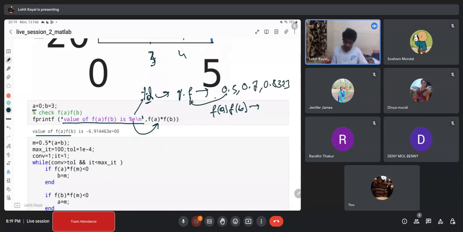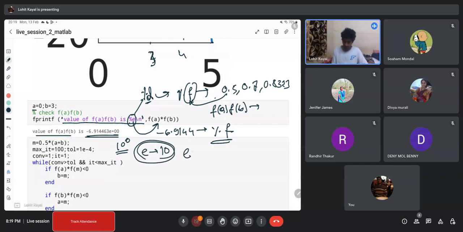And this e just converts this floating point number to the scientific notation. So here you can see that minus 6.9144 belongs to this floating point. But if you want to write it in the scientific notation, just write percent e. Here e plus 00 means 10 to the power 0. In Matlab e indicates 10. E plus 00 indicates 10 to the power 0.